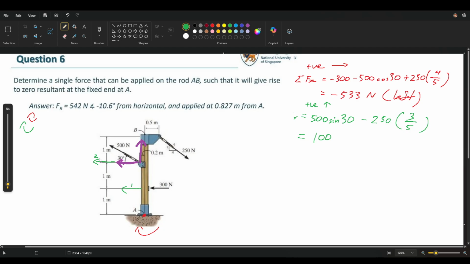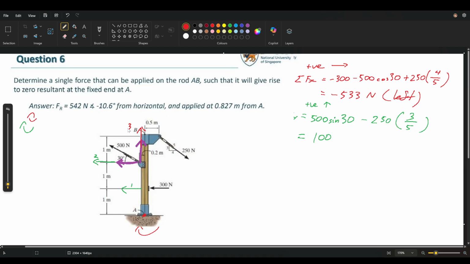And in this case, this is also going clockwise. This is going clockwise. I'm going to label this as 3.